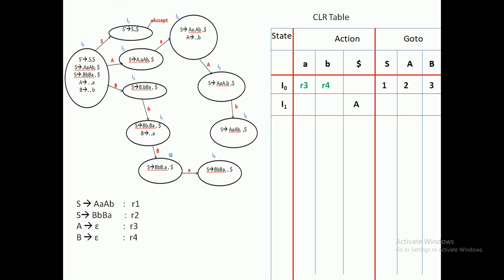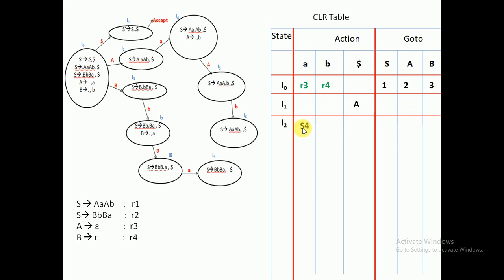So whenever moves are created over a terminal, they are called actions, and we need to define them with shift 1, shift 2, shift 3. So what is the number of this state? State 4. So from I2 over small a, you are reaching the fourth state. So you have to write shift 4. From I2 over small a, you are reaching the fourth state. So we need to write shift 4.